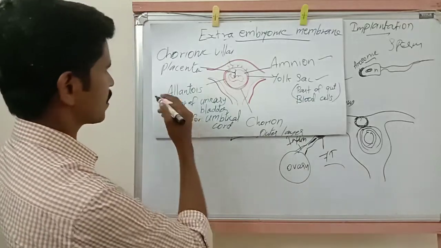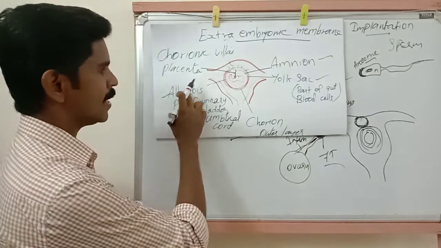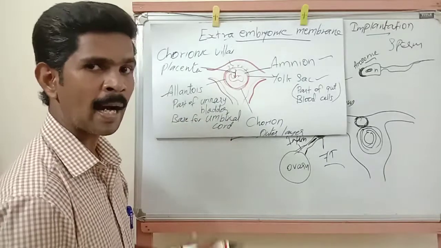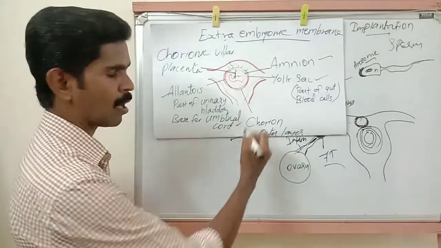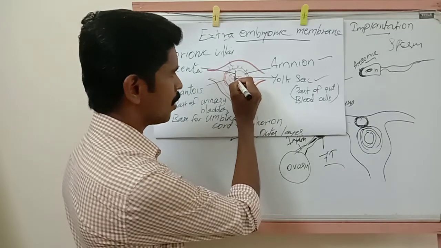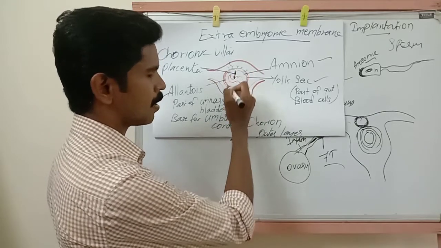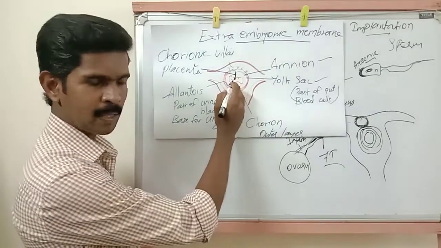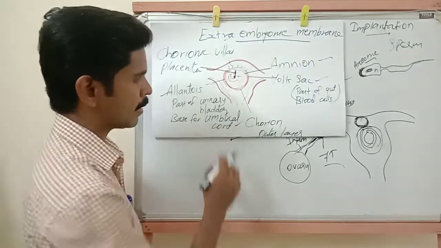Then the next membrane is called allantois. The third membrane is called allantois. Allantois is part of the urinary bladder, and this layer is the basic structure for the umbilical cord. Here the umbilical cord means a very small tube-like structure connecting the fetus with the placenta. At the end of this region is called what region? Umbilical cord region. So this umbilical cord region is developed from the allantois layer.